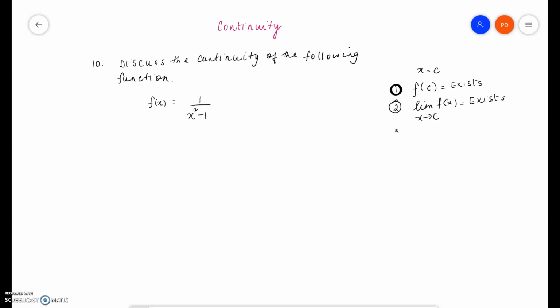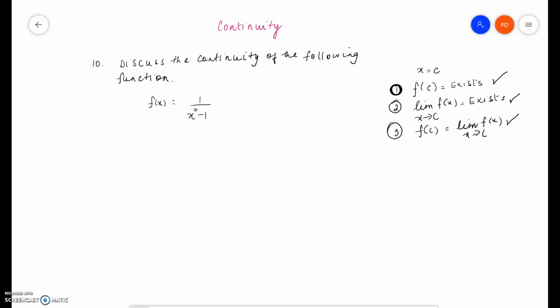And finally, f of c, that is the value of the function at c, is equal to the limit of the function as x approaches c. So the function must exist at x equals c, the limit of the function as x approaches c exists, and these two numbers have to be equal, finally, for the function to be continuous at x equals c.